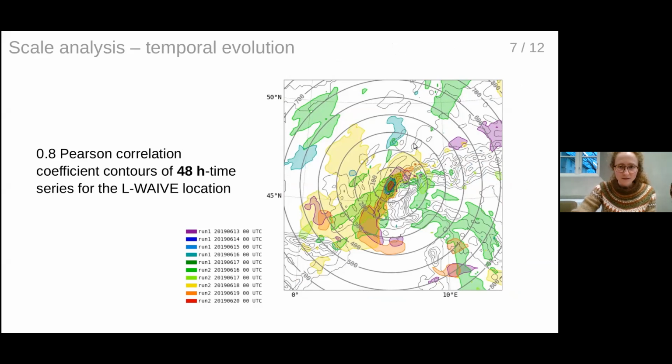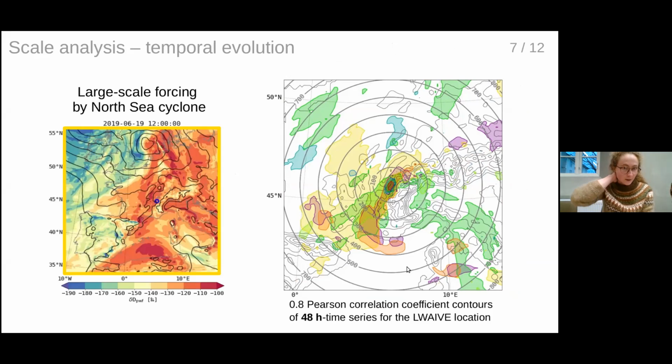For example, if we look at the yellow contour, this is the 2 days starting on the 18th of June. During these 2 days, we had a cyclone in the North Sea. This storm sector, this darker red area, was strongly influencing the area around our campaign site. This also led to a very similar temporal evolution of delta D in this area, which led to this large area of high correlation.